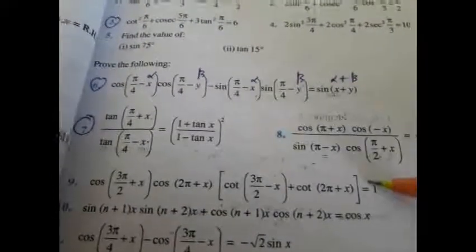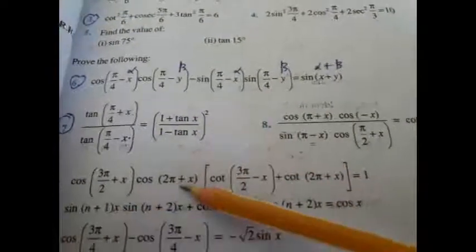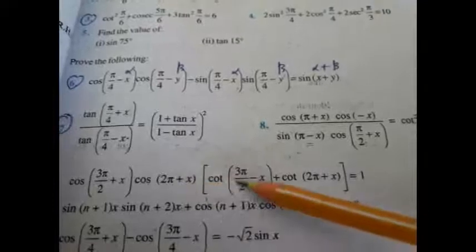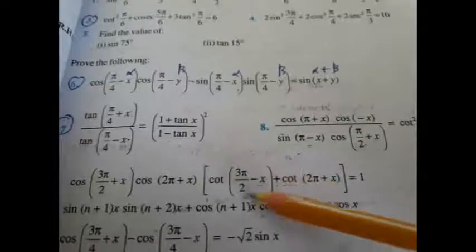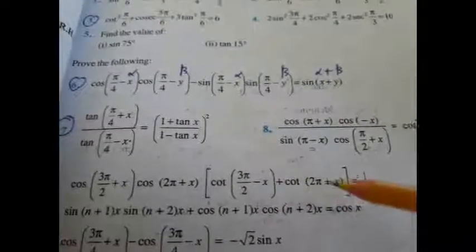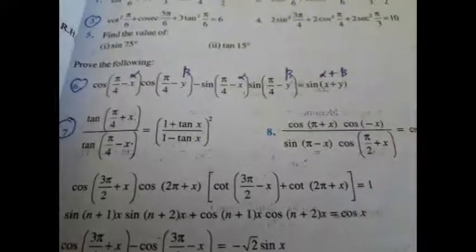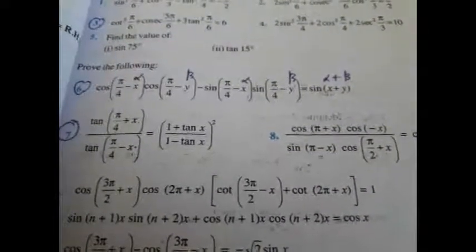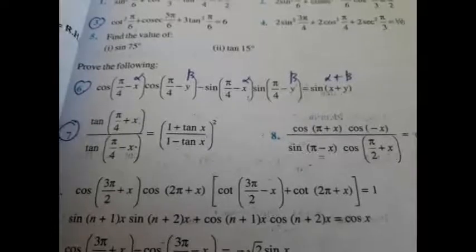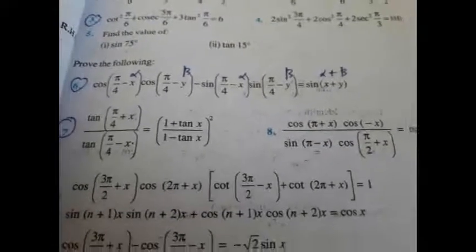Now we will move on to the next one. Cos(3pi/2 + x) into cos(2pi + x) into cot(3pi/2 - x) plus cot(2pi + x) equals 1. Now let us see, this is also the same way. Let me do it and show you, and let us see whether we are getting the answer as 1 or not. Now let us see how we can solve this problem.